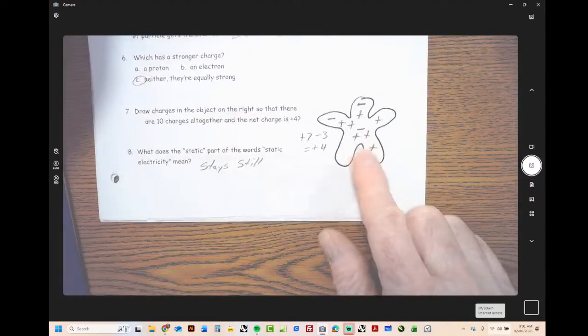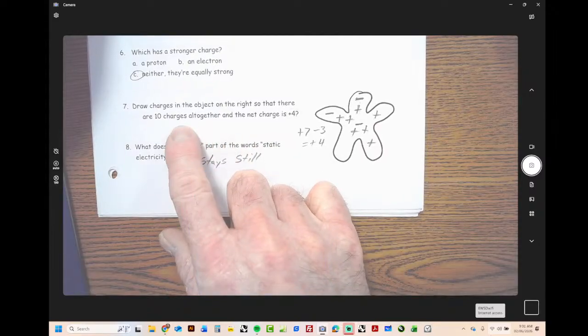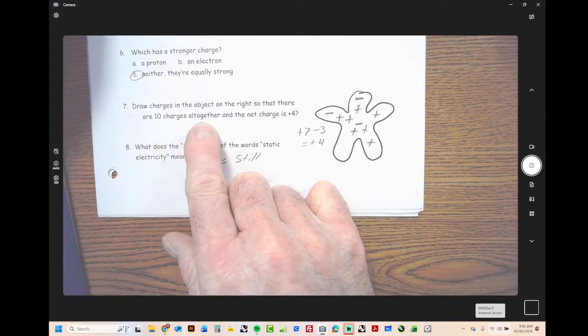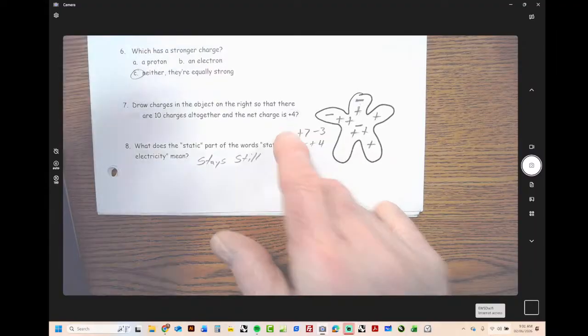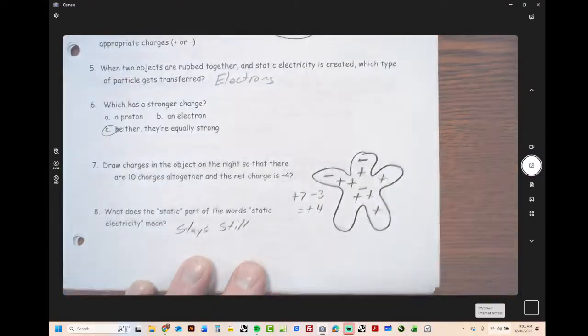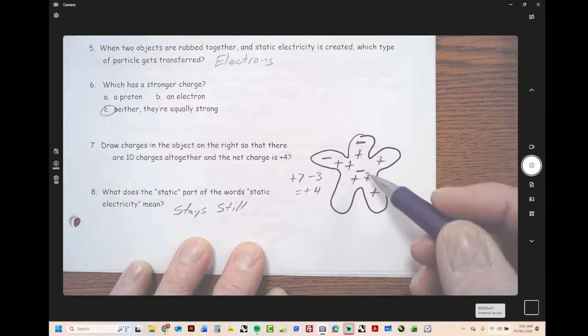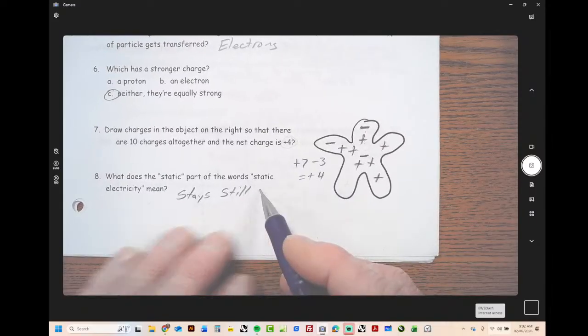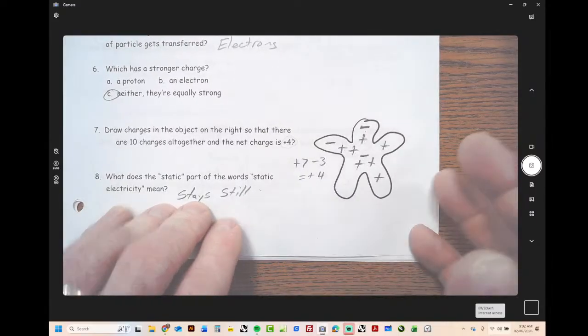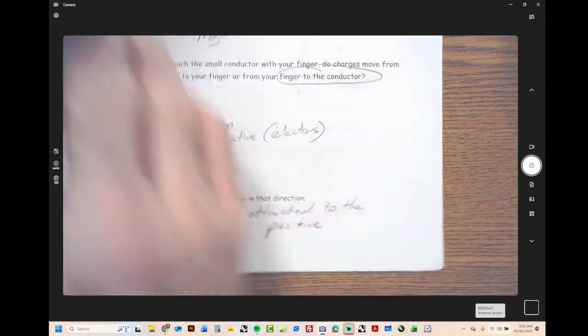You need to be able to do something like this where it says draw 10 charges all together and have a net charge of positive 4, which means there need to be 4 more whats? 4 more positive charges than negatives if you're going to have a net charge of positive 4. And I don't think I did it right. Did I? Oh yeah, I did it right. Sorry. And know what static electricity means. It's called static because it just doesn't move until it builds up.